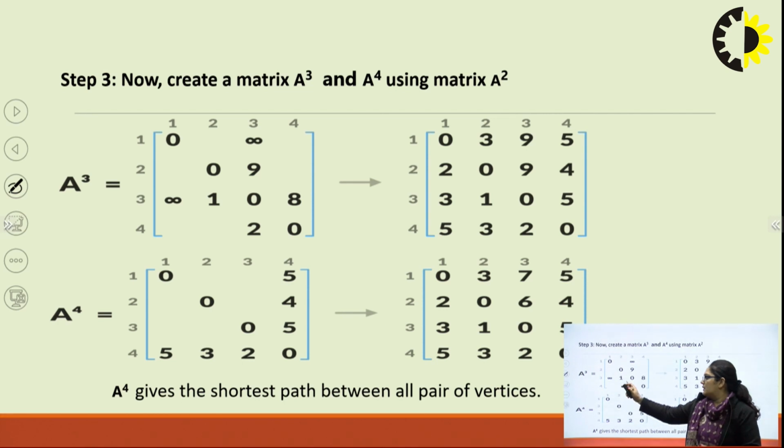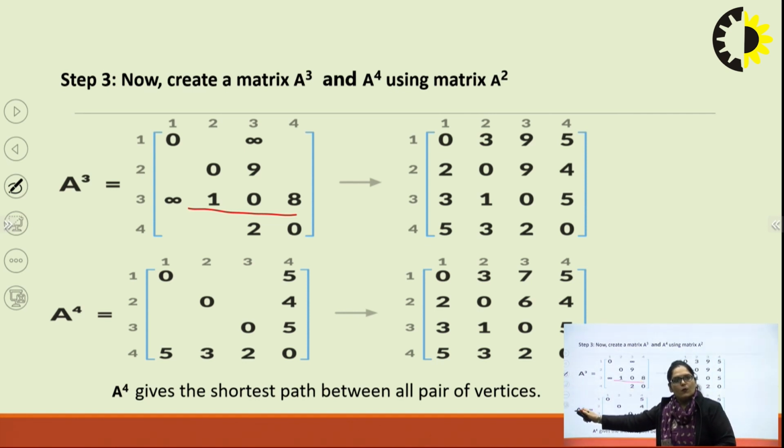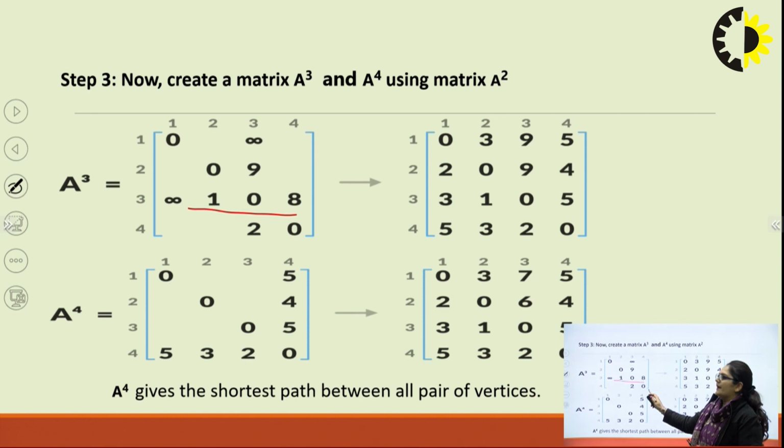Similarly, you have to calculate A to the power 3. In A to the power 3 you have to write the third row and third column the same as A2. Okay, and in the diagonal part you have to write 0, and other values you have to calculate by using the same logic, and similarly you have to calculate the matrix A4 with the help of matrix A3.